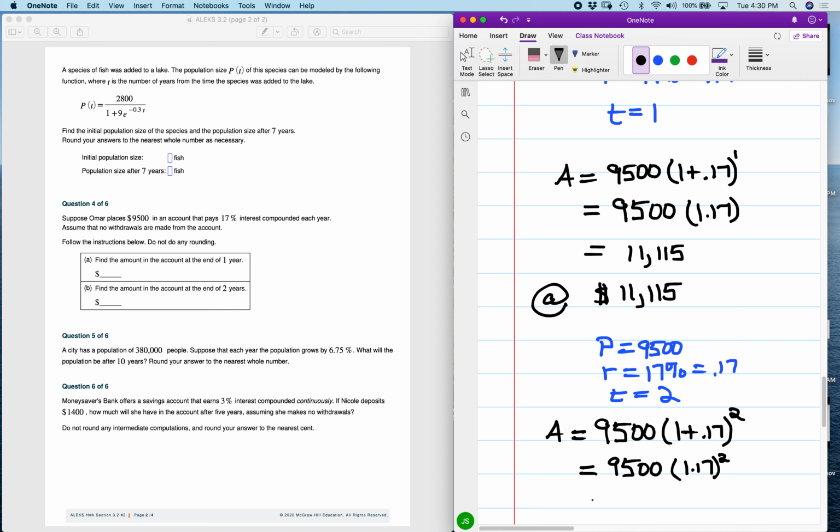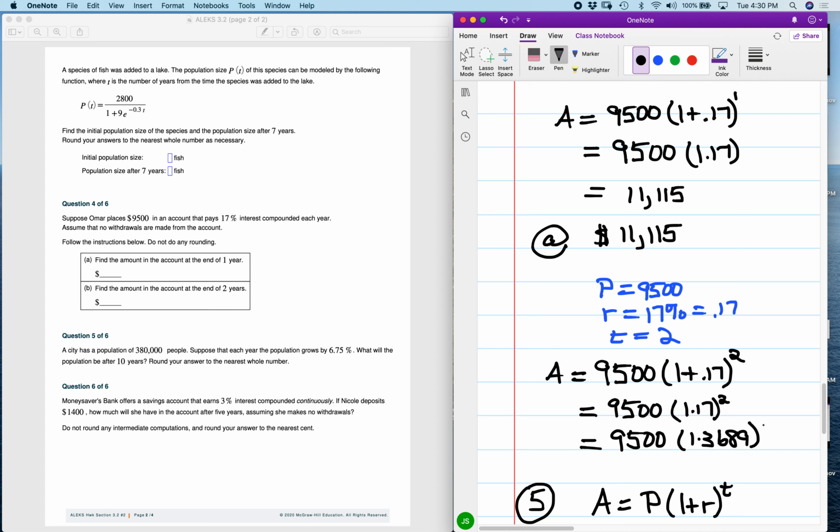And for 1.17 to the second, we have 1.3689, and multiplying by 9,500, for this outcome we have right at $13,004.55. And that's going to be the result that we have here for part B.